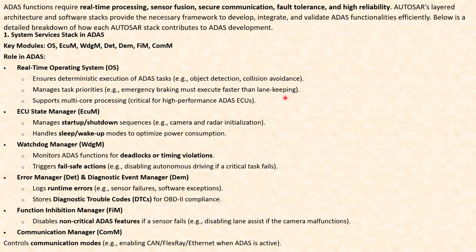The communication manager controls communication modes. Example, enabling CAN, FlexRay, Ethernet when ADAS is active. This is important. I am sure everybody knows the importance of communication. Communication is actually the nerve network which carries data from sensor to ECU, within the ECU, and also from ECU to the actuator.